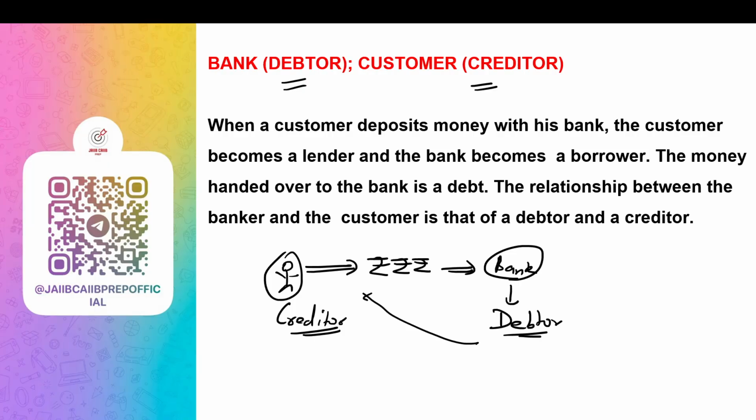You cannot go to a branch at 12 a.m. in the night and ask for money from the branch manager, or knock on the door of the branch manager in the middle of the night. You have to go to the bank at certain hours on certain days, and then you will be able to withdraw your money. The bank won't offer you money unless you ask for it.